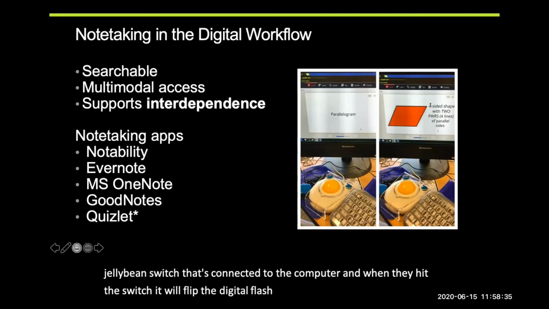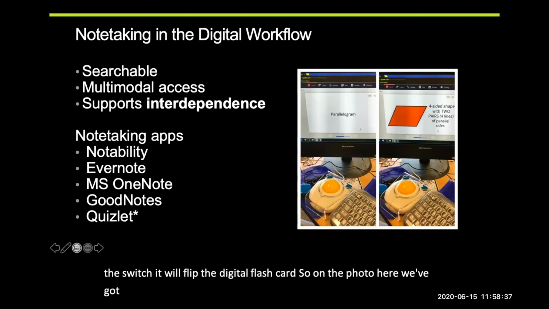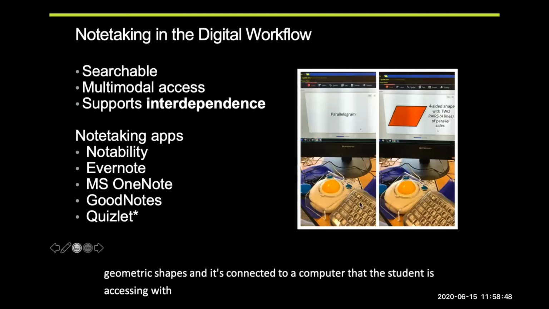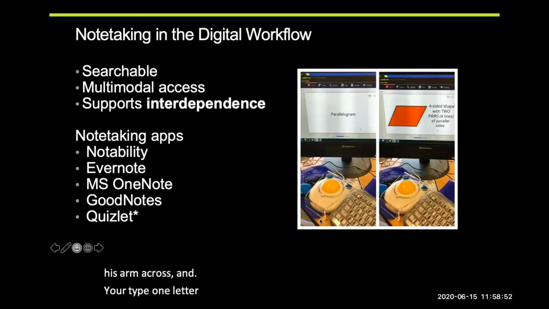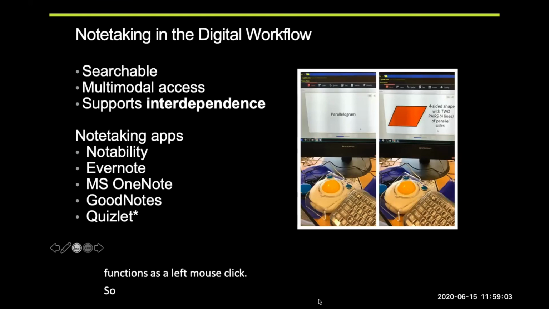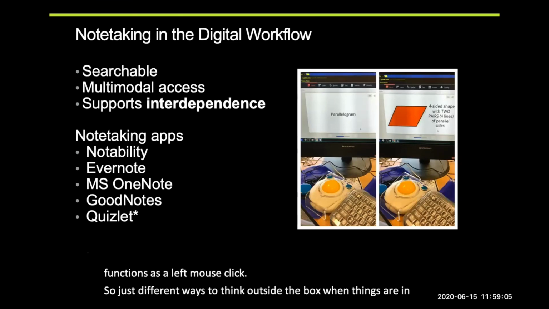So on the photo here, we've got just a picture of the Quizlet app. We've got a deck on geometric shapes, and it's connected to a computer that the student is accessing with a QWERTY keyboard that's got a key guard so he can slide his arm across and type one letter at a time. He's got a rollerball mouse to be able to move the mouse cursor around, and then a blue jelly bean switch that functions as a left mouse click. So just different ways to think outside the box when things are in this digital format.